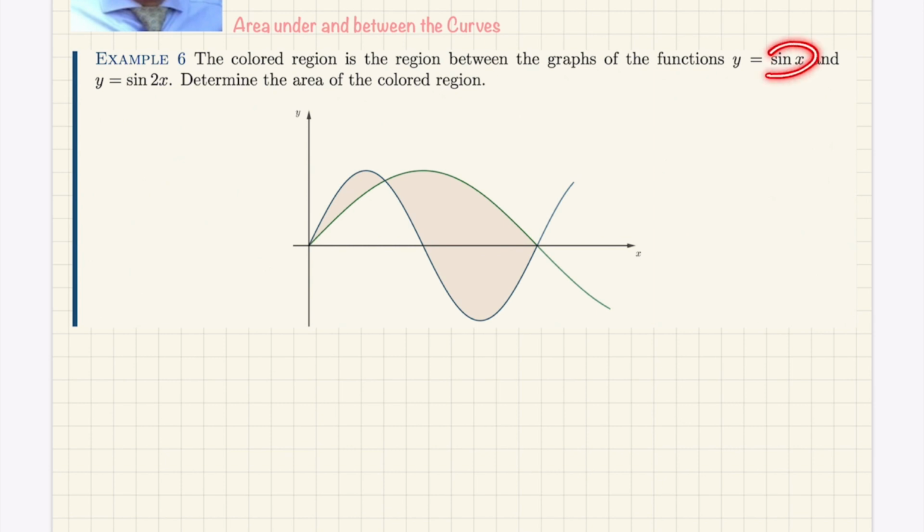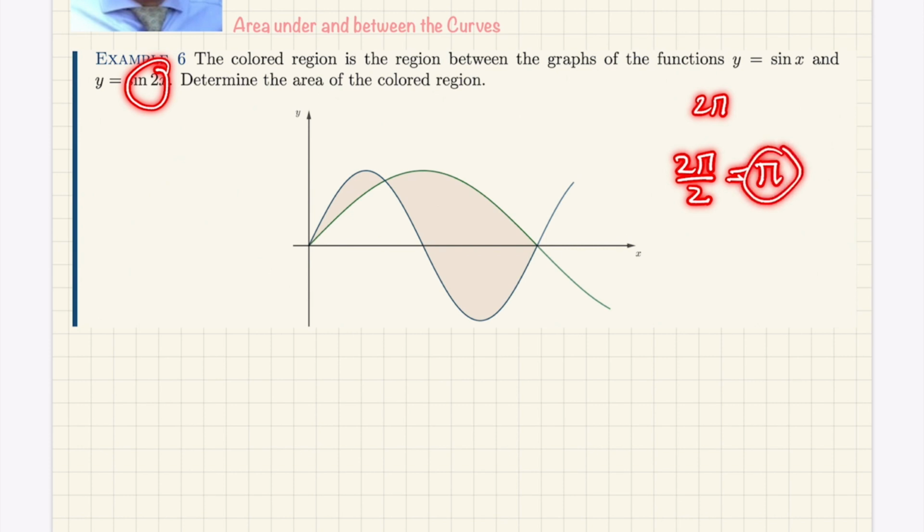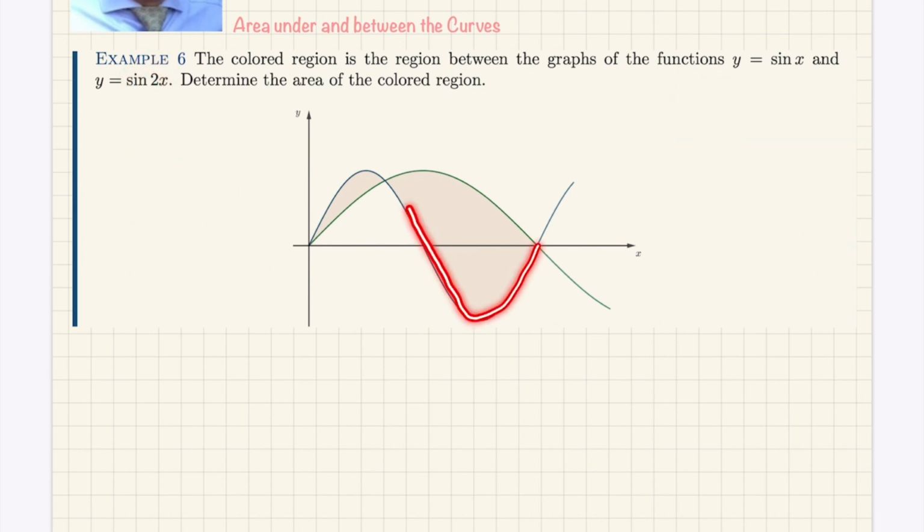What is the period of sine? The period of sine is 2 pi, but the period of sine 2x is 2 pi over 2, so it is pi. So it means that one of them has period pi, the other one has period 2 pi. So this is clearly one period, but this one is not a period, this is half a period. If I complete it up to here, it's a total period.